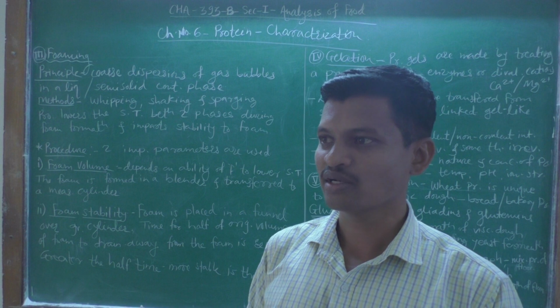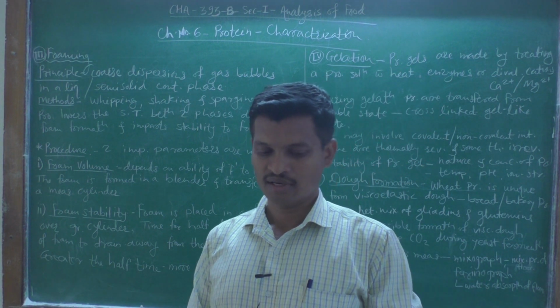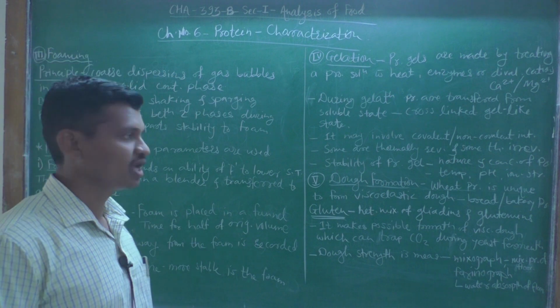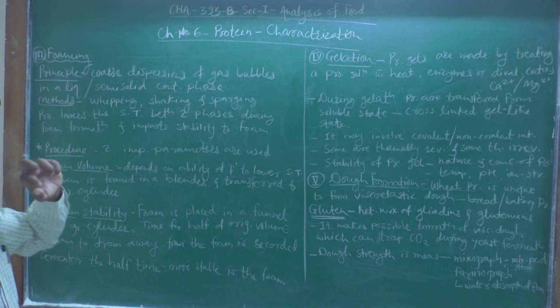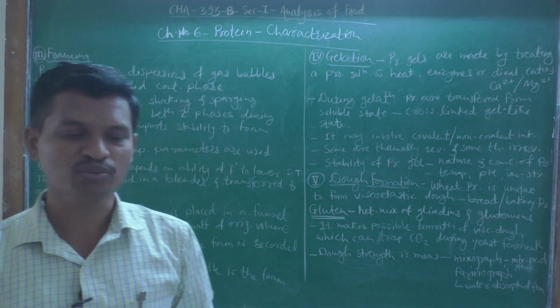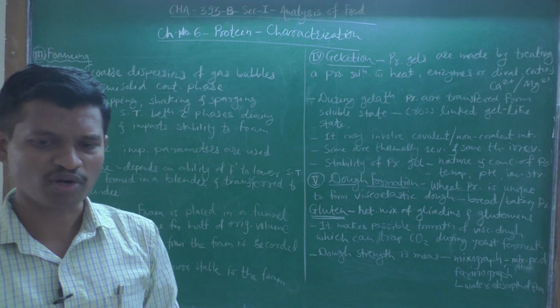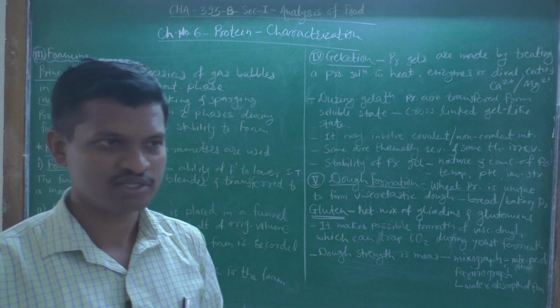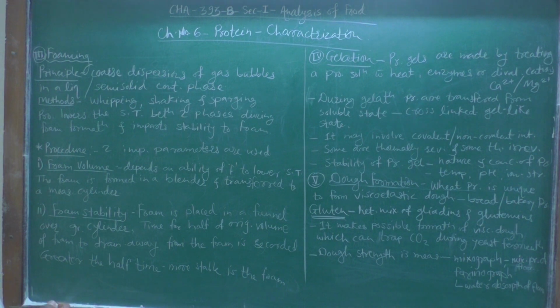The first two are over. Now let us see the third protein functional property, and that is foaming. So just like emulsion, foaming is also important for food products. So what is the principle of this foaming process?